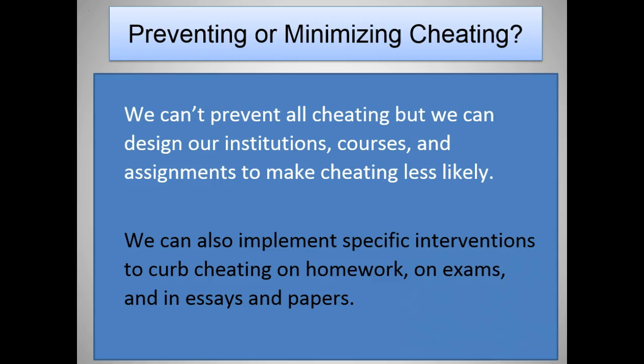I think there really are things we can do as individuals and as institutions. So we can disincentivize cheating to try to make it less likely, and we can also look at specific interventions to curb cheating on homework, exams, and essays. So I know one of the reasons you're here is for those practical kinds of things. Here we are 23 minutes in, and I'm still talking about theory.